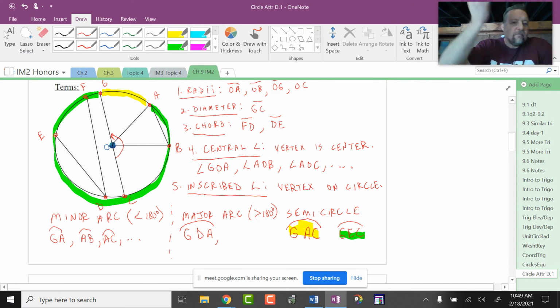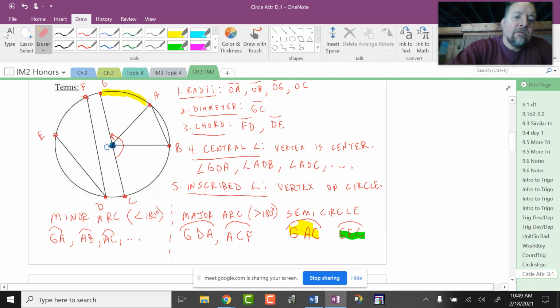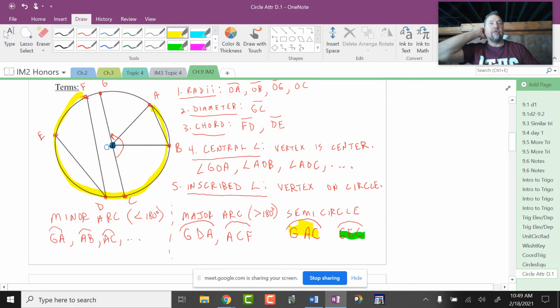Another one would be ACF. I just made up one. ACF. Okay, starting from A through C to F through C, and then end at F. Of course, that's greater than 180 degrees. That's why it's called a major arc. And then we can do this all day long.